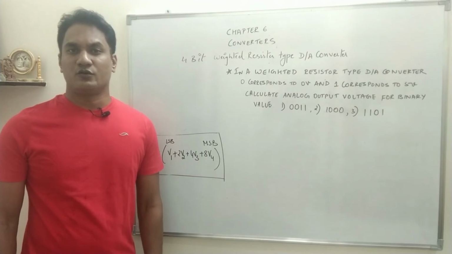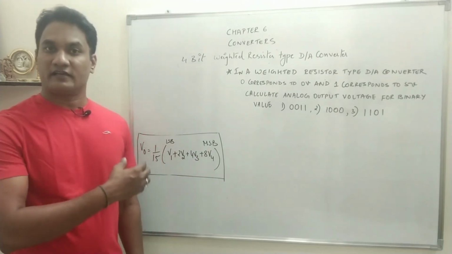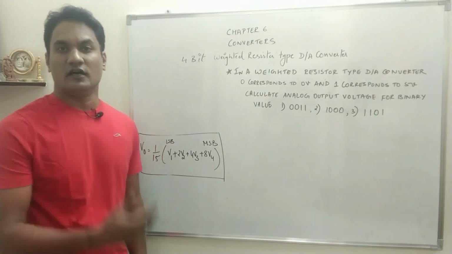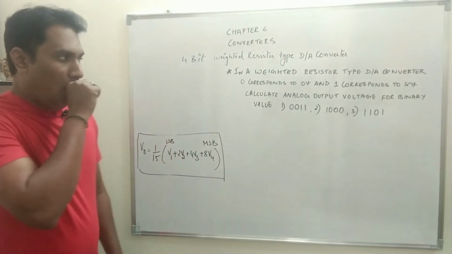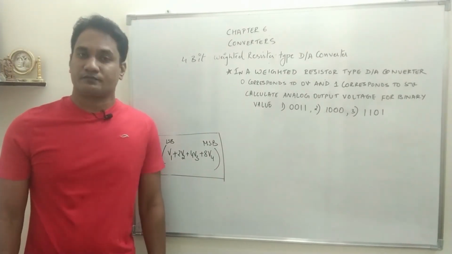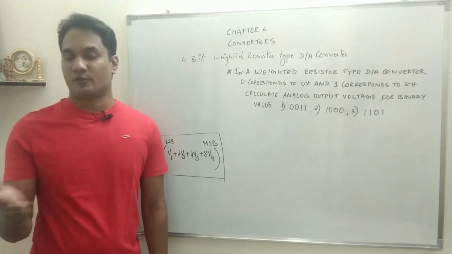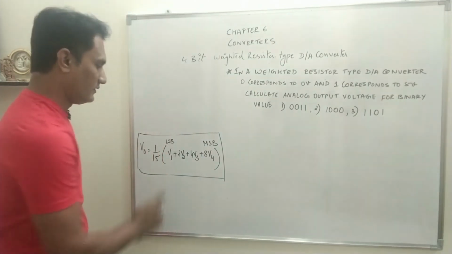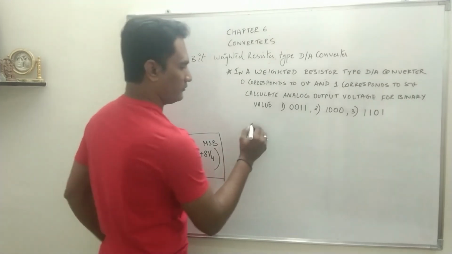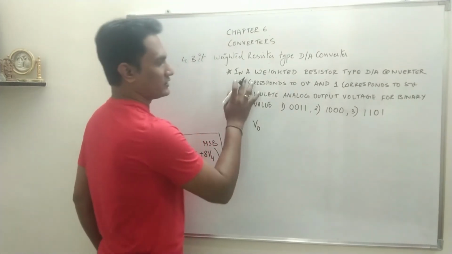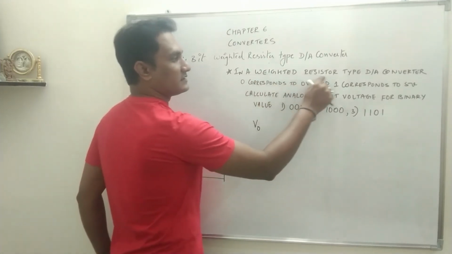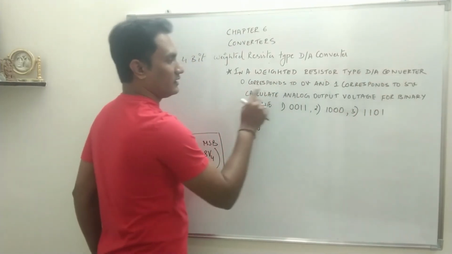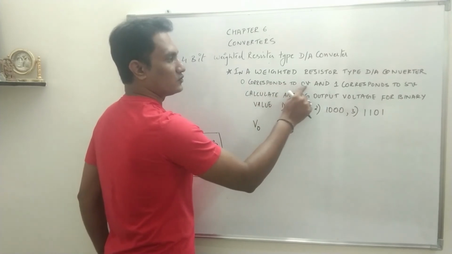Next, we will try to apply that formula to solve the problems. As I said, we will be converting a digital value, binary information, into analog voltage. First, you write the formula. The formula is V0. See, the question has been asked in a way, in a weighted resistor type D2A converter, 0 corresponds to 0 volt.